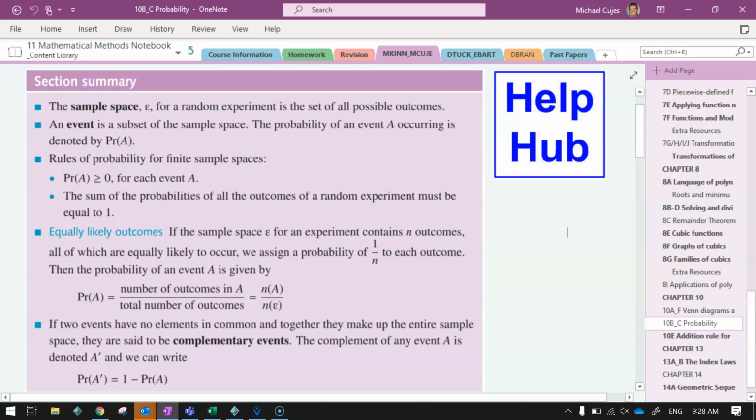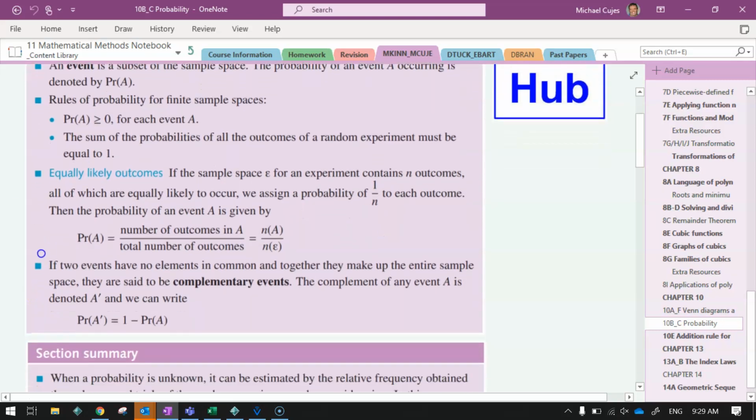For a random experiment, it is the set of all possible outcomes. So the sample space is the list of all possible outcomes. We should remember that when we roll the die, the sample space is 1, 2, 3, 4, 5, or 6. We've done that a million times. An event is a subset of the sample space. The probability of an event A occurring is denoted by PR bracket A. We've seen that before. Some books have PR, some just have P. I tend to use PR just to make it clear, but up to you.